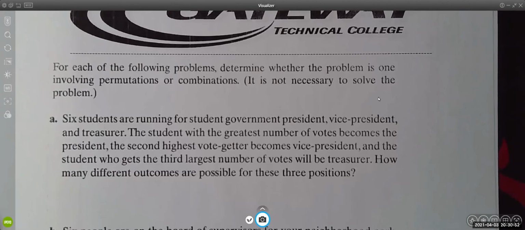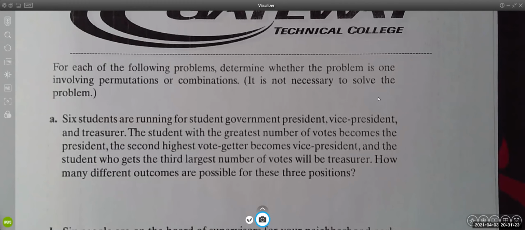A, 6 students are running for student government president, vice president, and treasurer. The student with the greatest number of votes becomes the president. The second highest vote getter becomes the vice president, and the student who gets the third largest number of votes will be the treasurer. How many different outcomes are possible for these 3 positions?